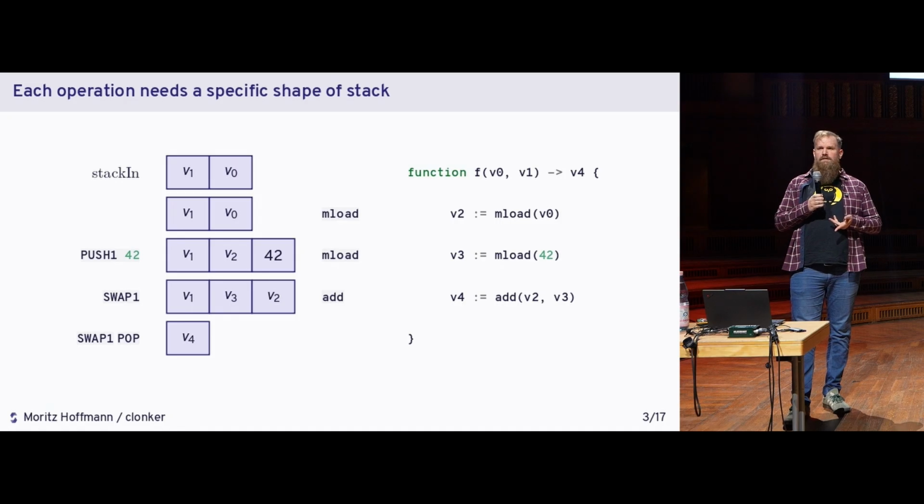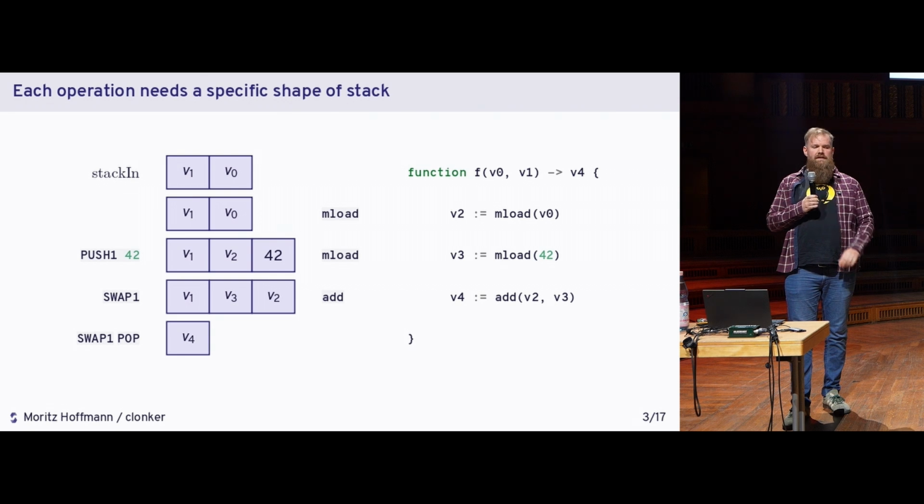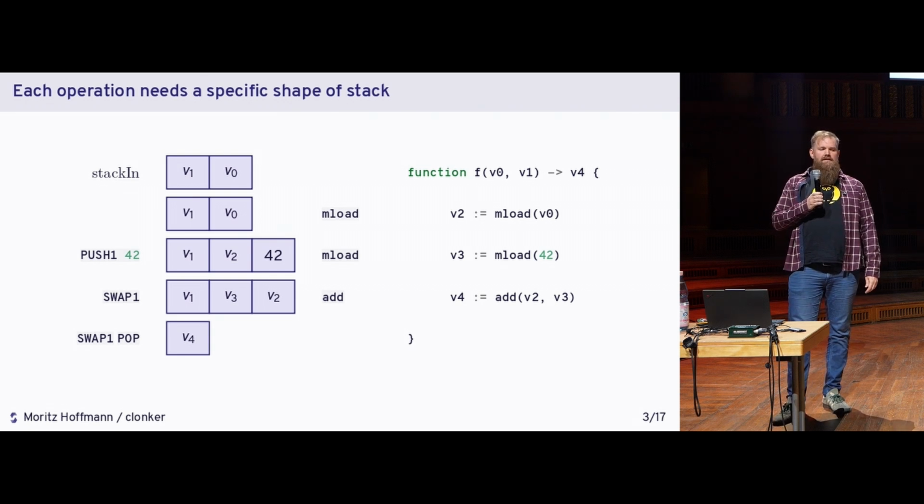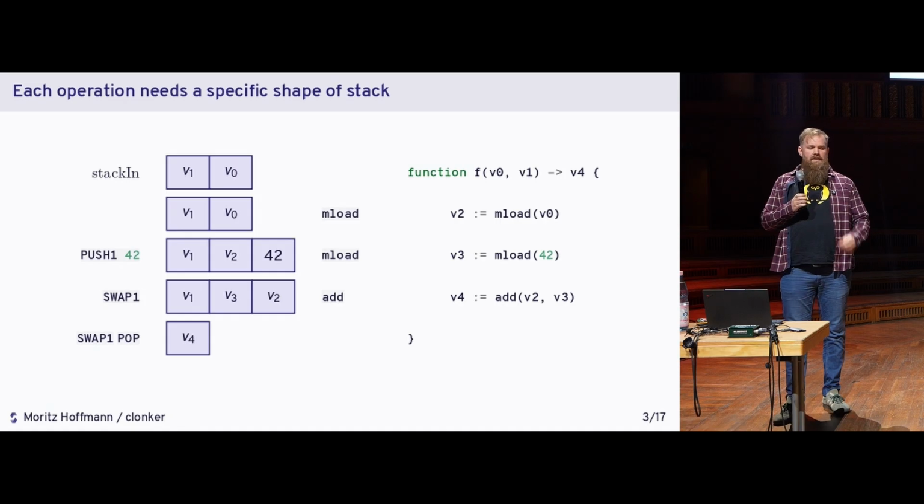We swap them around for an add that we execute afterwards. And then in the end, we want to return v4. And after the add instruction, the state is going to be v1, v4, which is one v1 too many. So we will have to swap one pop, and then we can return from the function. That's kind of what stack layout scheduling looks like. So for each instruction, you prescribe a layout of what that instruction needs in terms of shape of stack, symbolically.